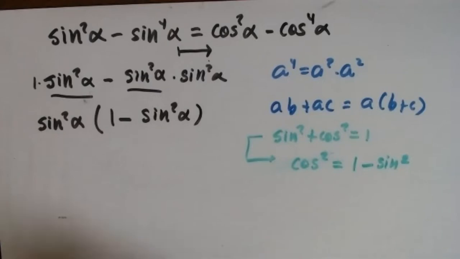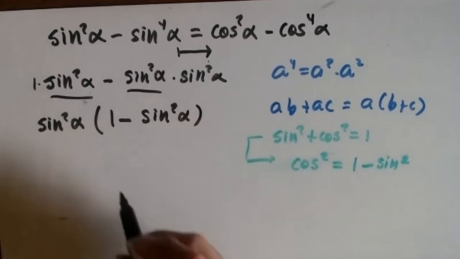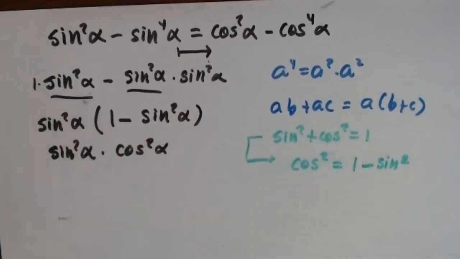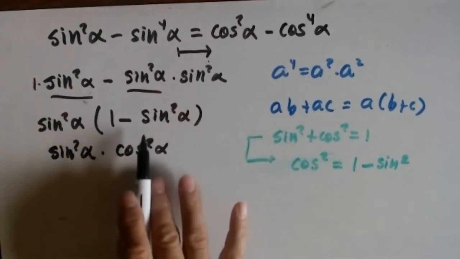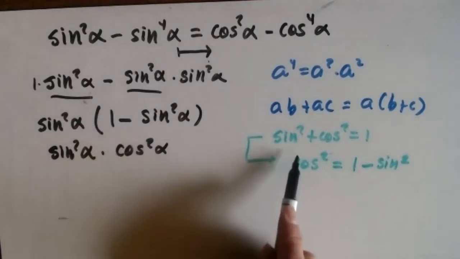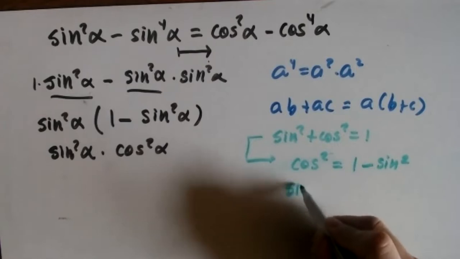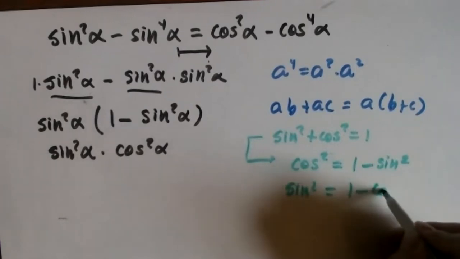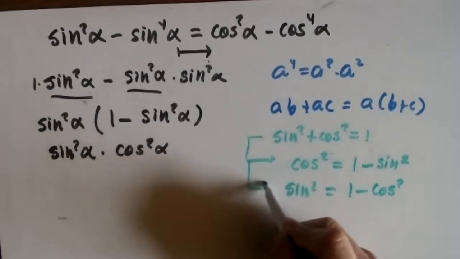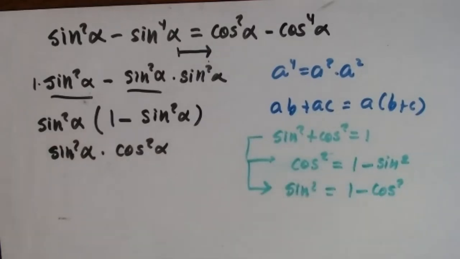Now, you are going to see that this is cosine squared, okay? Very good. So this is sine squared times cosine squared, correct? So you change this by this using this. But if you change this one, cosine squared is 1 minus sine squared, also sine squared is 1 minus cosine squared. Everybody see that? So from this identity, you get any of these two.